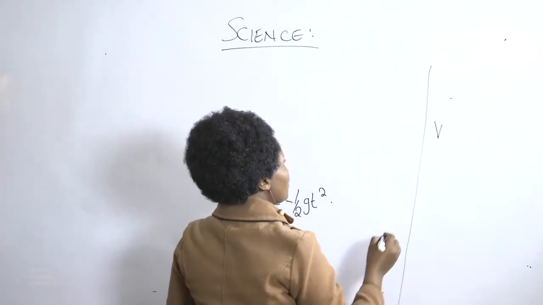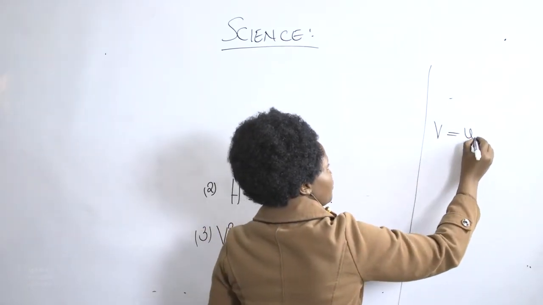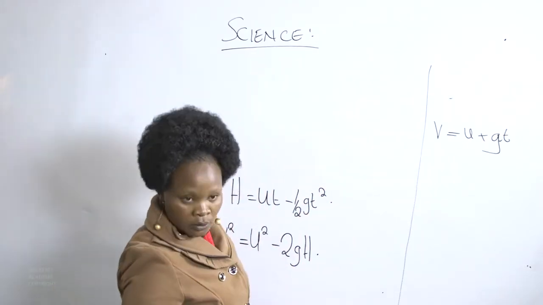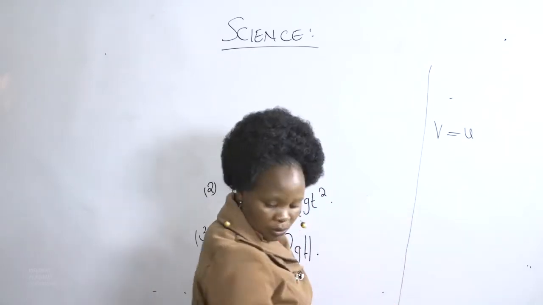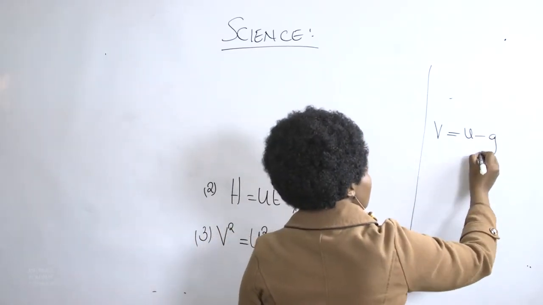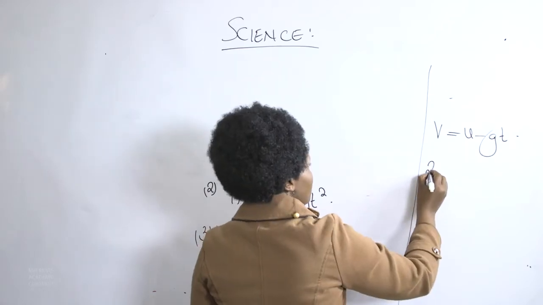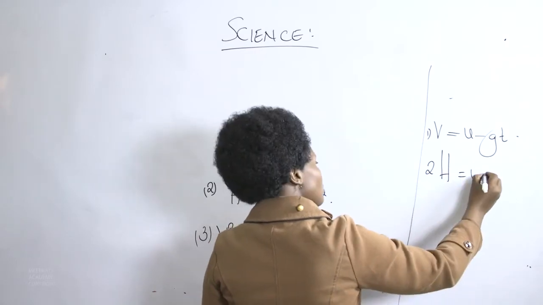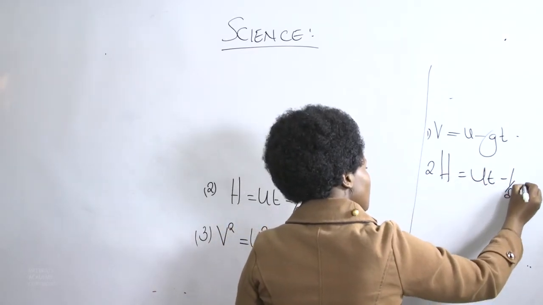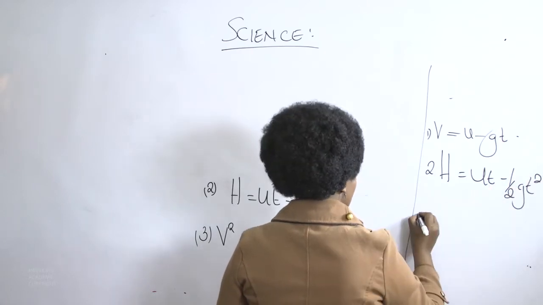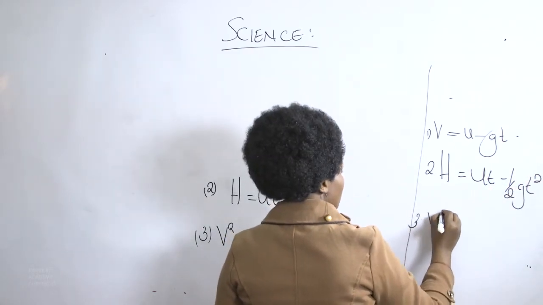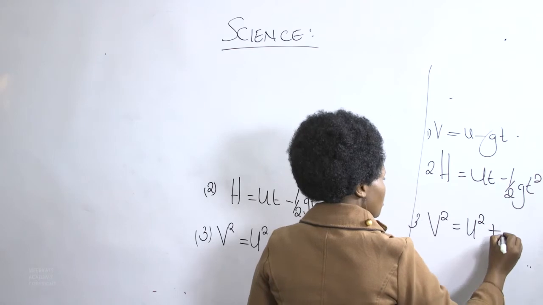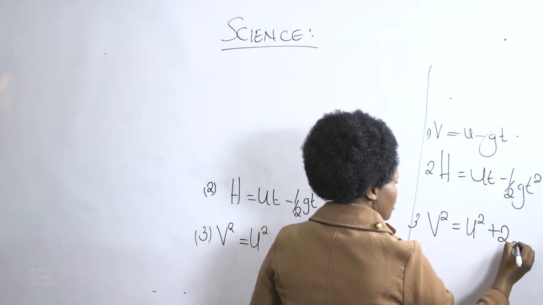We want to look at those 4. Probably we can rewrite our equations here. We are moving in the upward direction, and therefore we negate G. Then our second equation will be H, which is equal to UT minus a half GT squared. Number 3 is V squared, which is given by U squared plus 2GH.